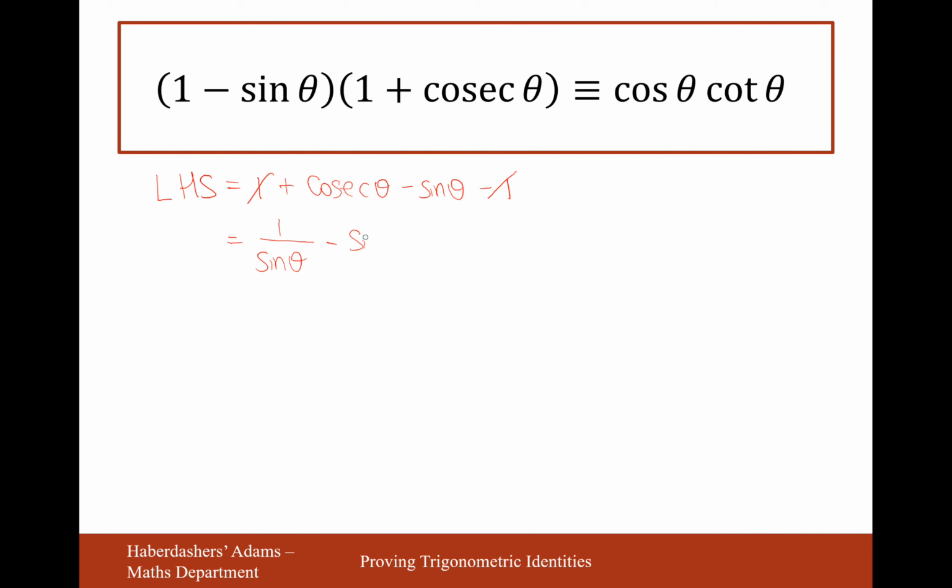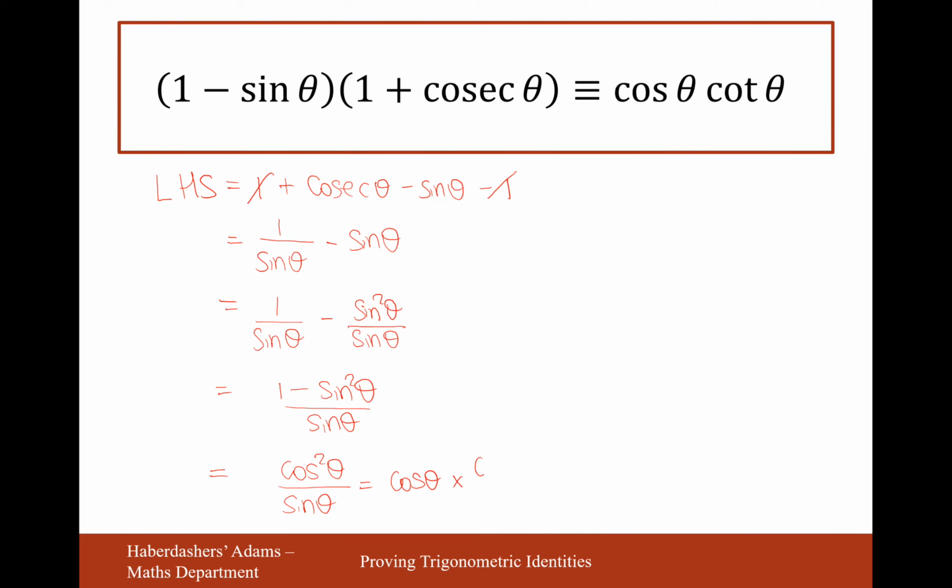theta minus sine theta. Let's create common denominators. 1 over sine theta minus sine squared over sine theta. Let's subtract one from the other. 1 minus sine squared theta over sine theta. 1 minus sine squared is cos squared over sine theta. And let's now just break this up a little bit. Cos theta times cos theta over sine theta is equal to, and look at what we have, cos theta cot theta. Lovely, and that's equal to the right hand side.